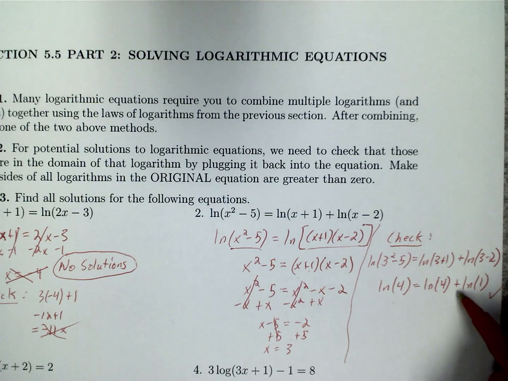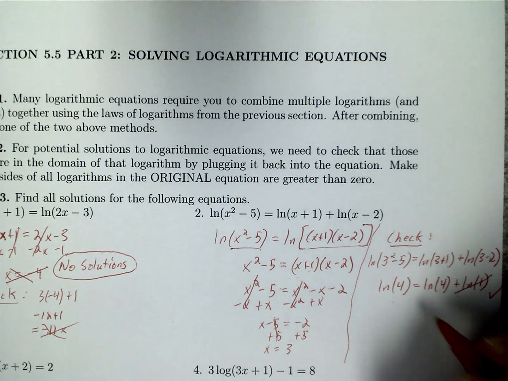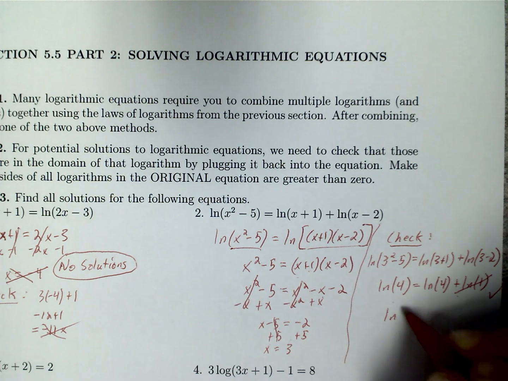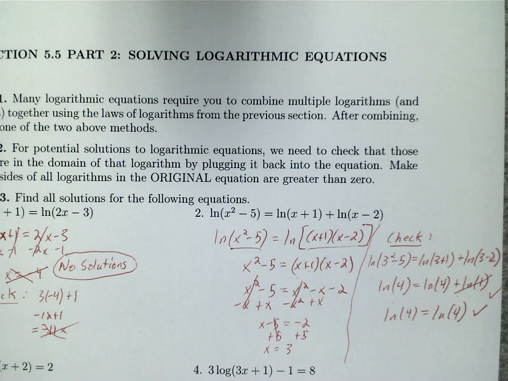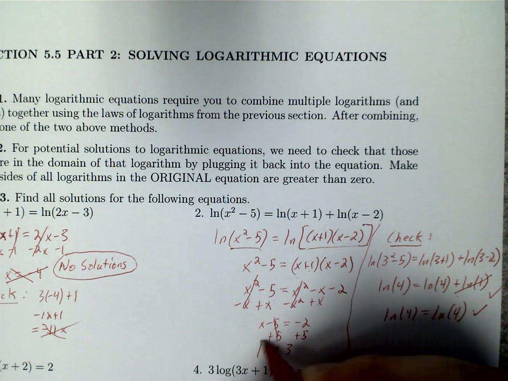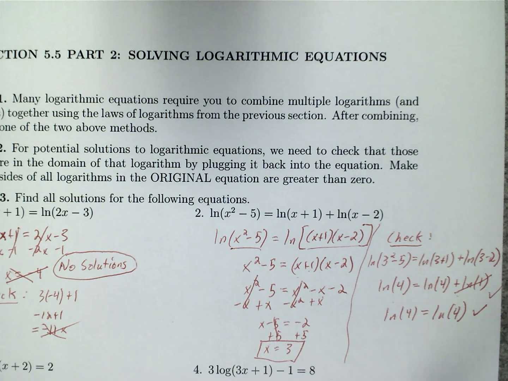And further, you could go all the way through the confirmation. ln of 1 is 0, so we actually have ln of 4 equals ln of 4. So it proves it's a full solution as well. All right, so x equals 3 is our only solution there.